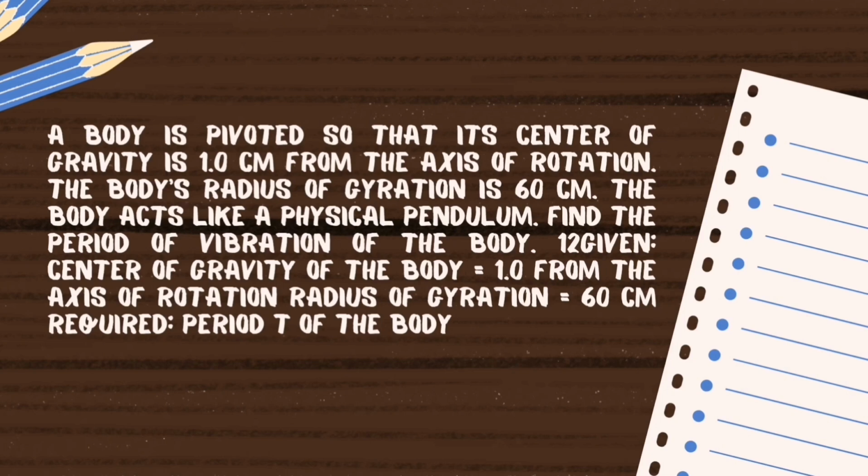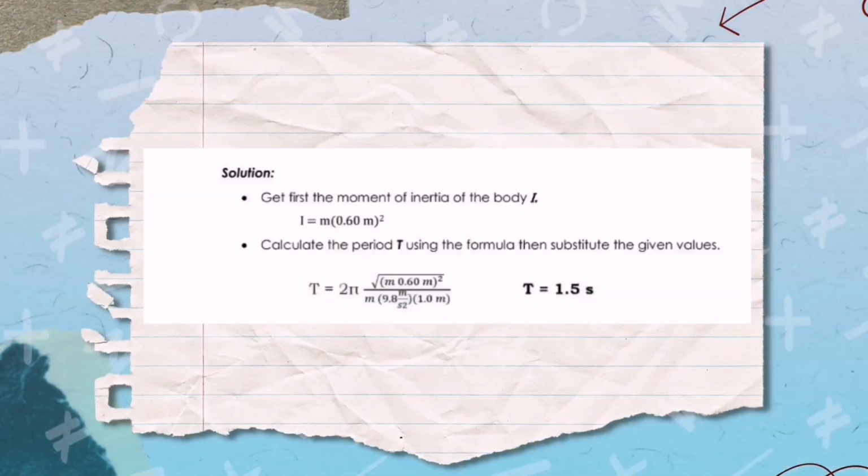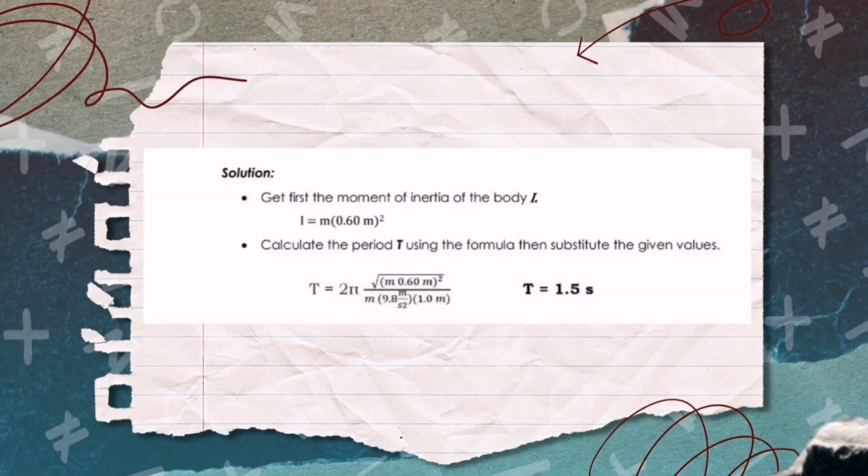So in the solution, we will just use the formula T is equal to 2 pi times the square root of k squared over gl. And now, just substitute the given values. k is 0.60, g is 9.8, and L is 0.01. And just compute step by step, we will have an answer of T is equal to 12.05 seconds.